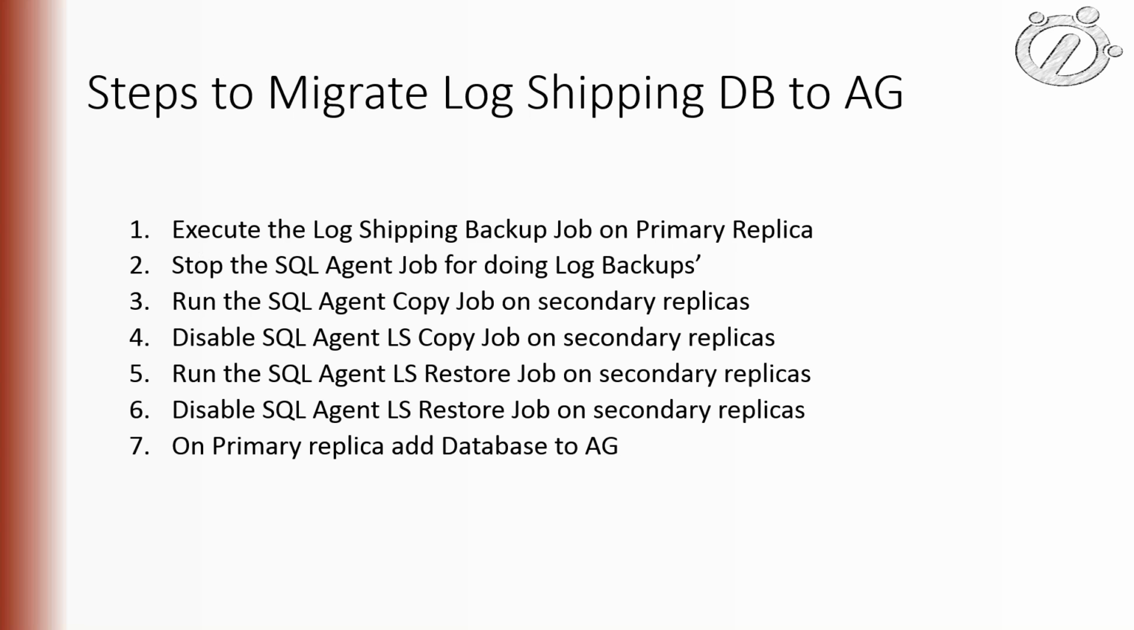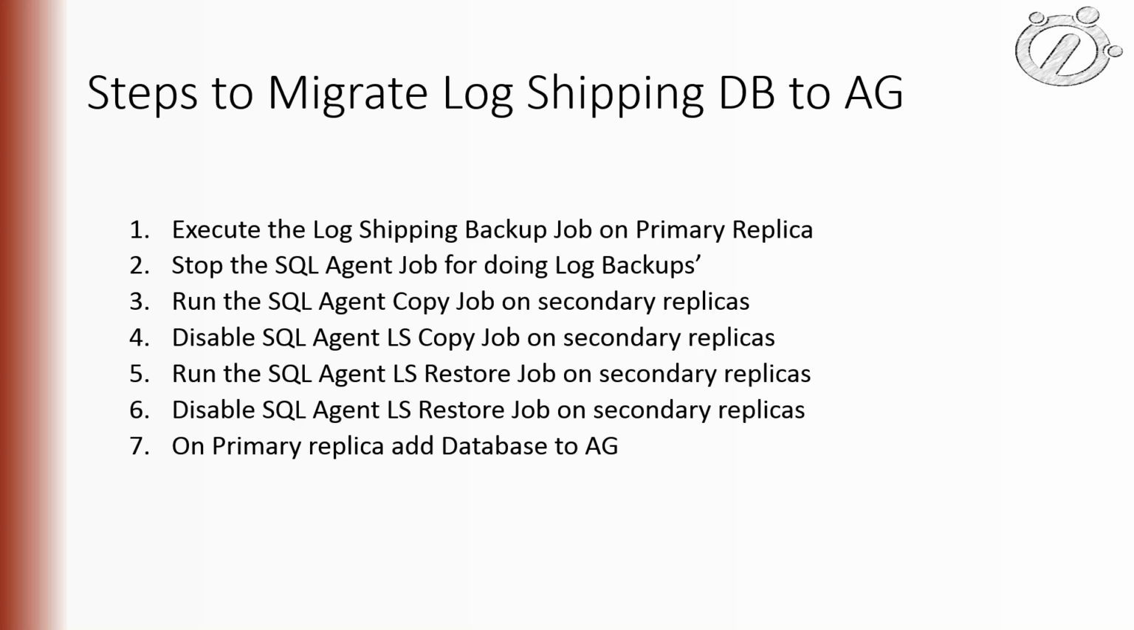So once we have that done, then for our go live scenario, these are the simple steps that you can go through to bring that database over into your availability group. All you'd have to do is execute the log shipping backup job that will be created on the primary where you set up log shipping. Once that runs, you disable the actual job so it won't do future log backups. And then you do the same thing on the secondary servers, where you would run the copy job to bring the latest log backup over so everything is in sync.